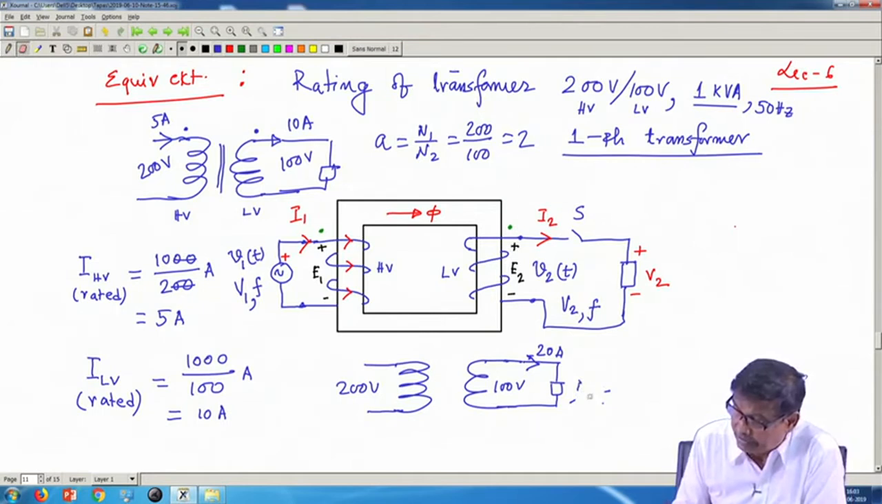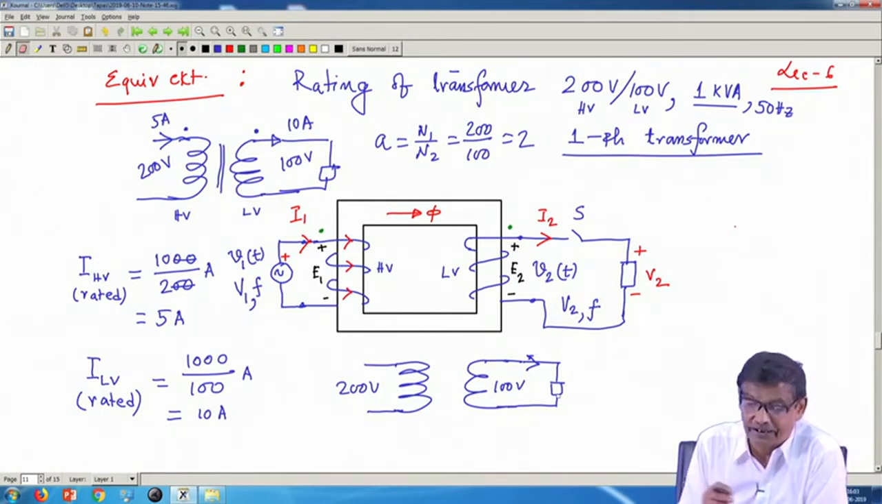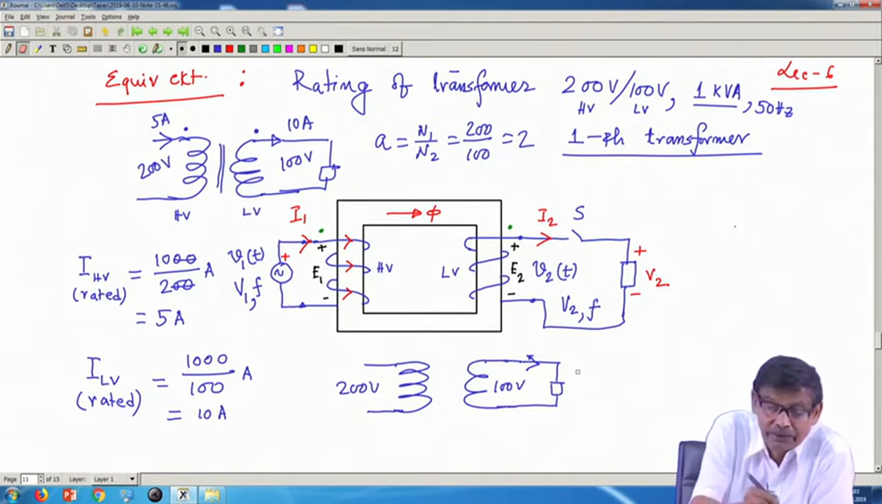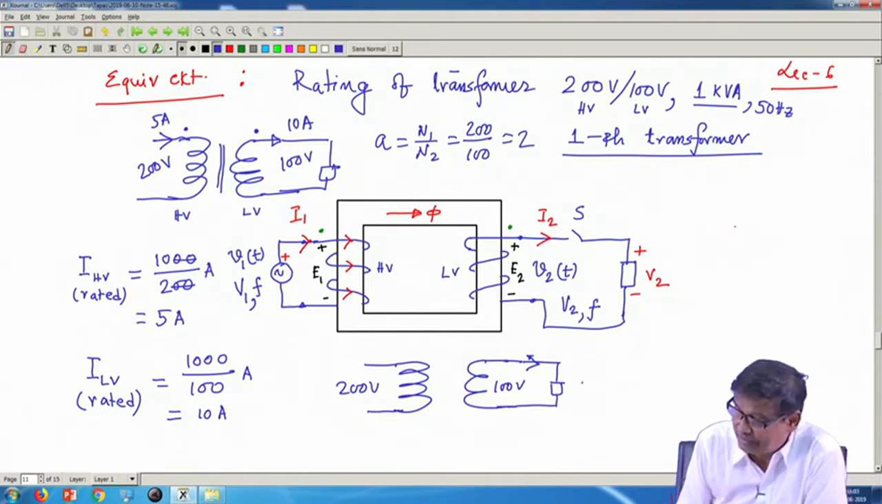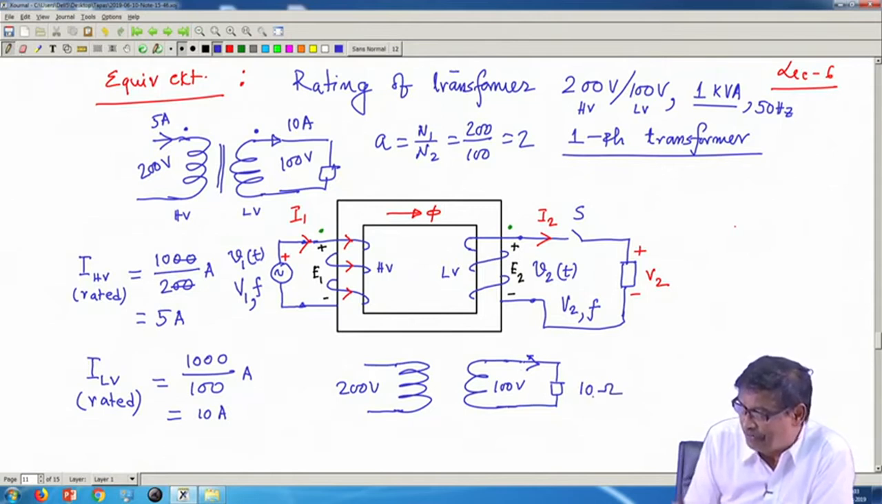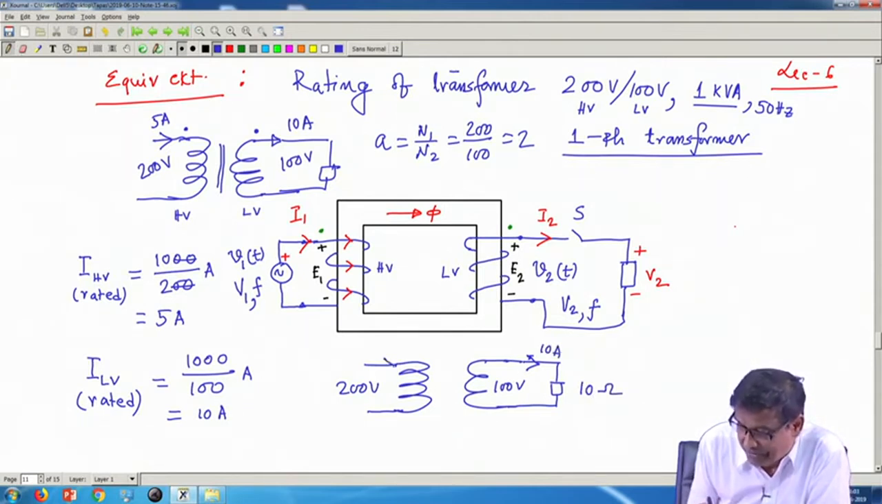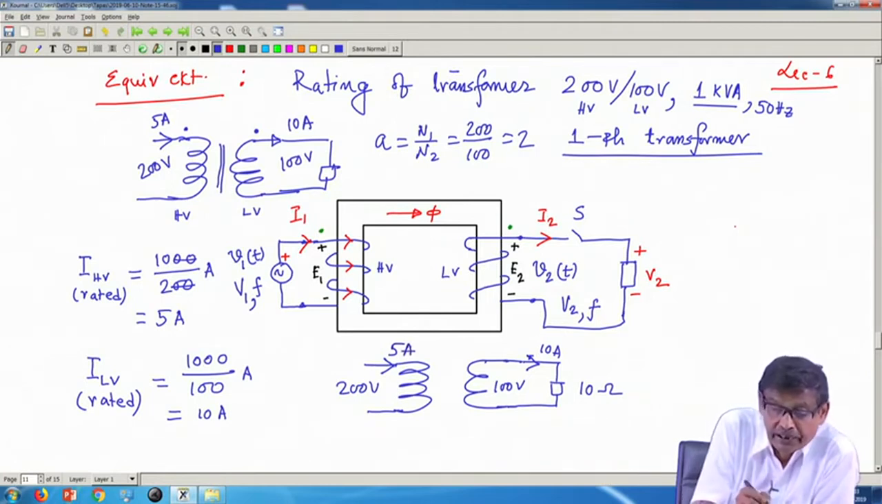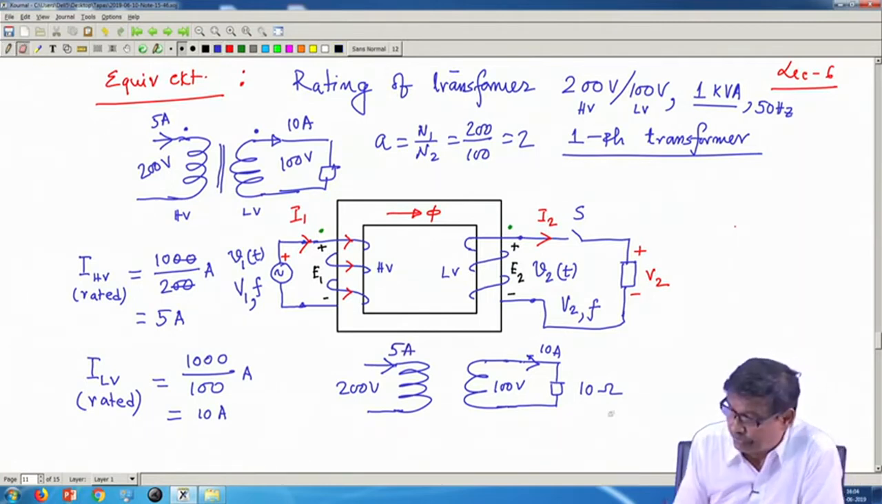Therefore, what is the minimum impedance you can connect? 100 by 10, that is 10 ohm. If you connect 10 ohm, fine, 10 ampere here. If it is 10 ampere, rest assured it will automatically be 5 ampere on the other side. These things I will do quickly, so that they go to your mind.